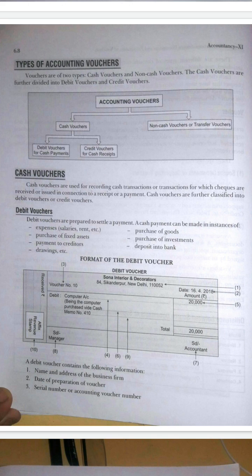Debit voucher is also called a voucher for cash payment. It is prepared to settle payments, that is, for expenses, salaries, purchase of fixed assets, payment to creditors, drawings, purchase of goods, purchase of investment, deposit into the bank. So any amount which is going outside by means of cash is called a cash payment, and these are some of the examples of cash payment. And for this purpose we are preparing the debit vouchers. Understood? So this is the format of a debit voucher.